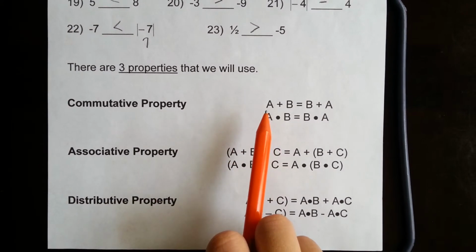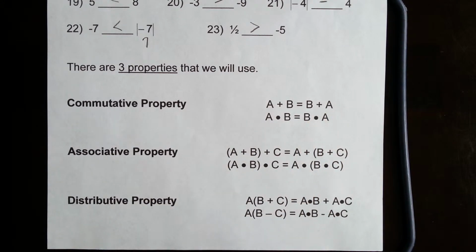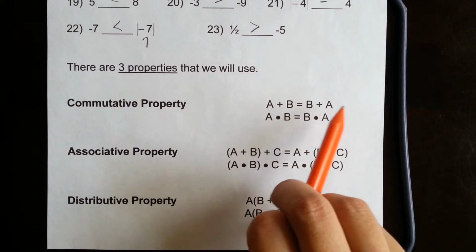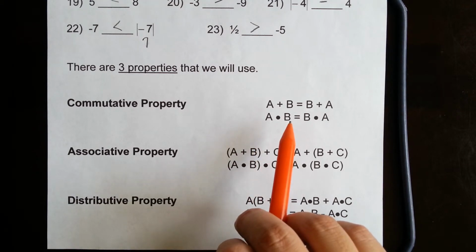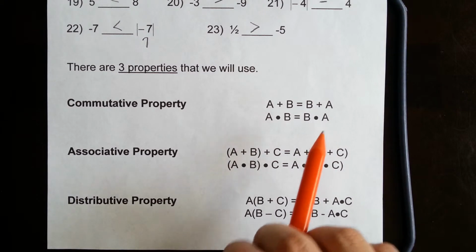In this first one, it says A plus B is equal to B plus A. So to me, that means you can add them in either order. If I add 3 plus 7, that would be the same thing as 7 plus 3. Same thing with multiplication. 3 times 7 would be equal to 7 times 3. Okay, that one makes sense.